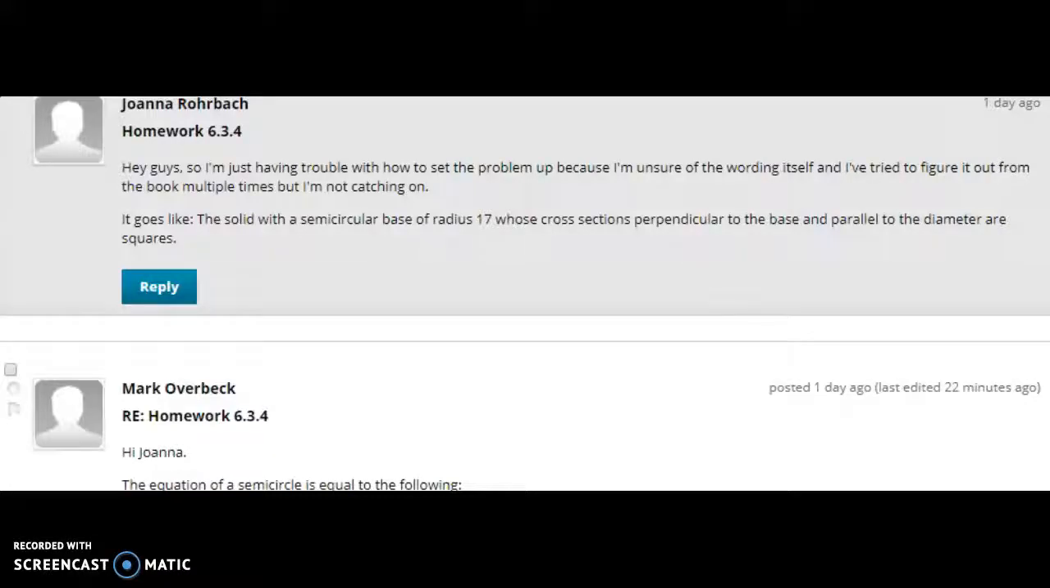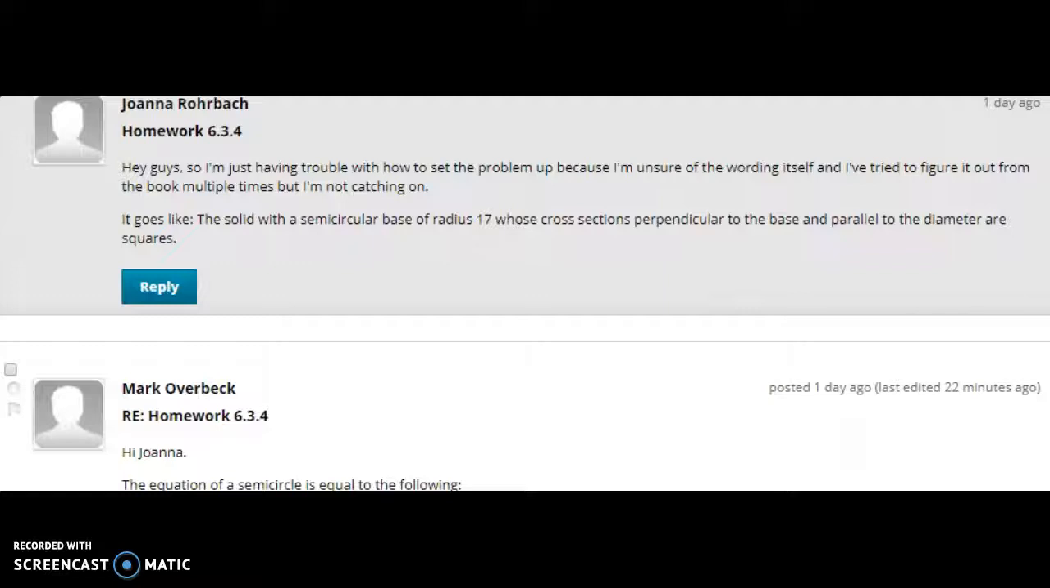Okay, guys, so I want to talk about this problem that Joanna had questions about. She basically has the same name I have. She was asking about problem number 4 out of section 6.3. It basically says the solid with a semicircular base of radius 17, whose cross sections perpendicular to the base and parallel to the diameter are squares.